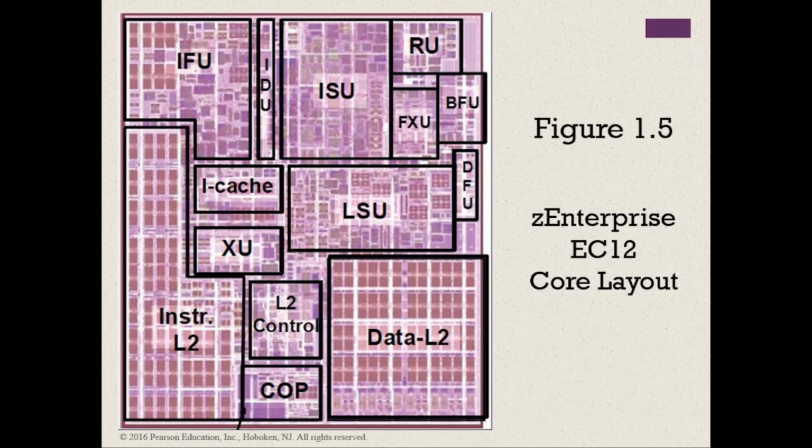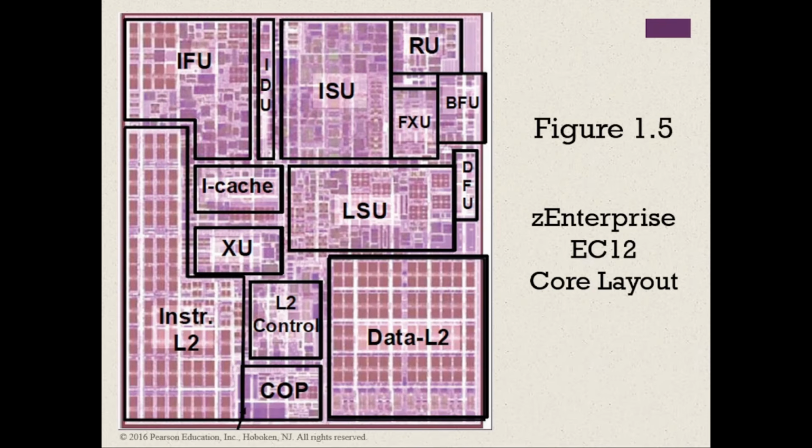And then next is the L2 control. This is the control logic that manages the traffic through the two L2 caches. So, L2 control. Next we have data L2. So it is a 1 megabyte L2 cache, the L2 data cache for all memory traffic other than the instructions. So 1 megabyte. So maybe that's why it's bigger compared to the others.